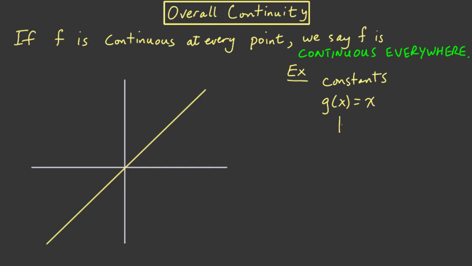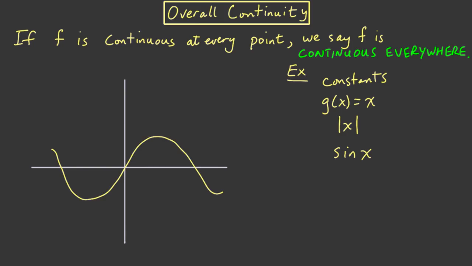How about the absolute value function? That's continuous on the entire real line. Its graph looks like this. No holes, no jumps. It's perfectly continuous. Another function that's continuous everywhere is sine x, and its graph looks like this. Nice and lovely. No discontinuities there either. There's also cosine x. I'm not going to draw that one.